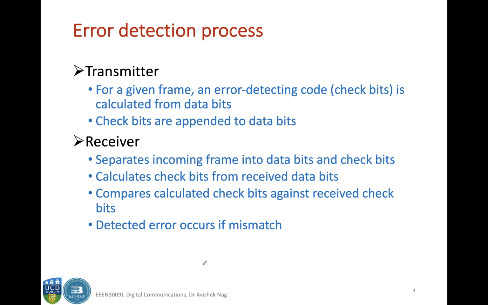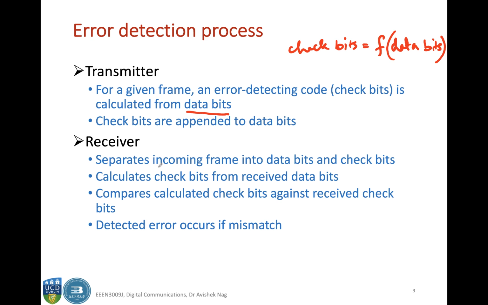For a transmitter, a given frame contains an error detecting code or check bits, and those check bits are actually calculated from your data bits themselves. So the check bits are some function of the actual data bits within a frame, and the check bits are appended to the data bits.